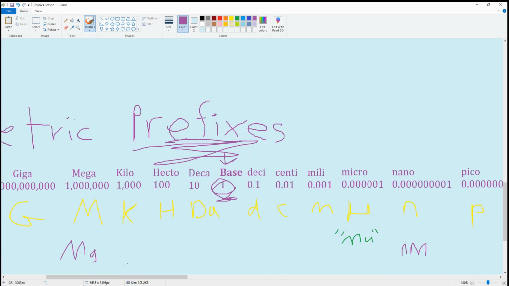You don't really need to memorize all of these. The ones that you use most often are kilo, centi, and milli. These are the ones that you should really get used to using. But don't worry, your calculator should have a way to convert between these units, and you can always just look them up as you need them.